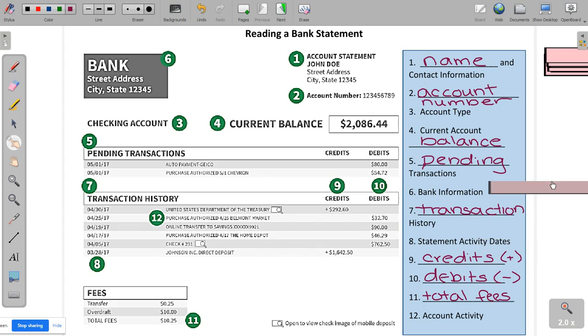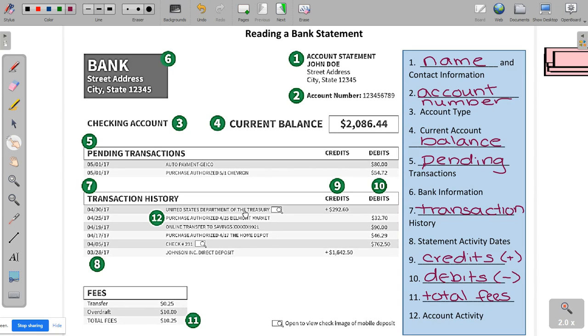And then any fees. So you can have fees for overdrafting your account, which we'll talk about later. Or if you make a transfer, there might be a transfer fee depending on your bank account itself.